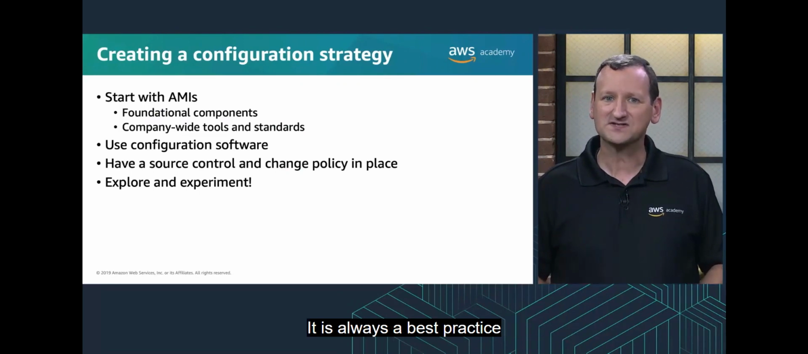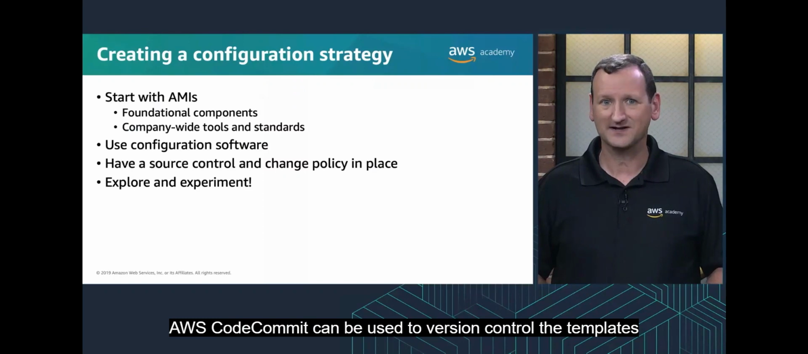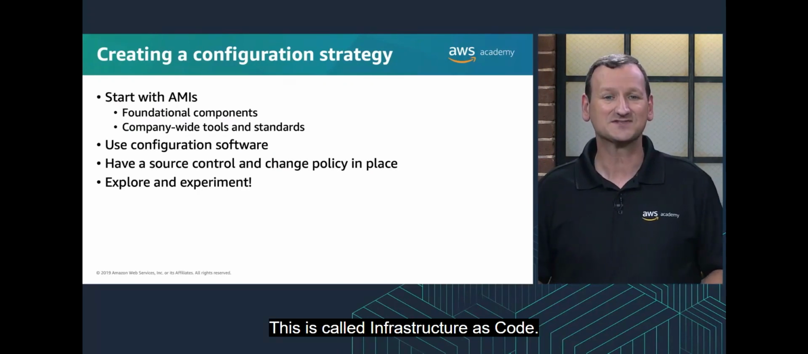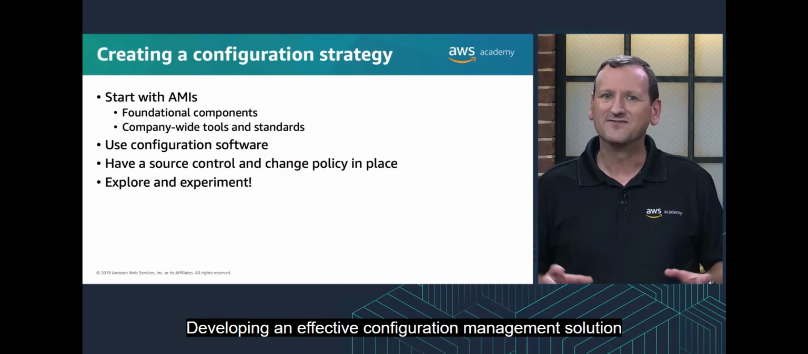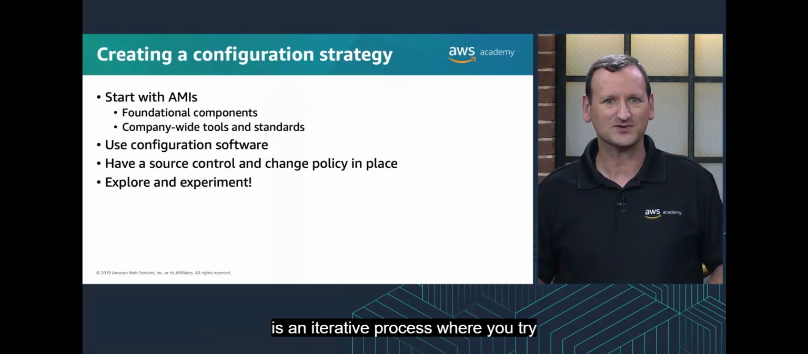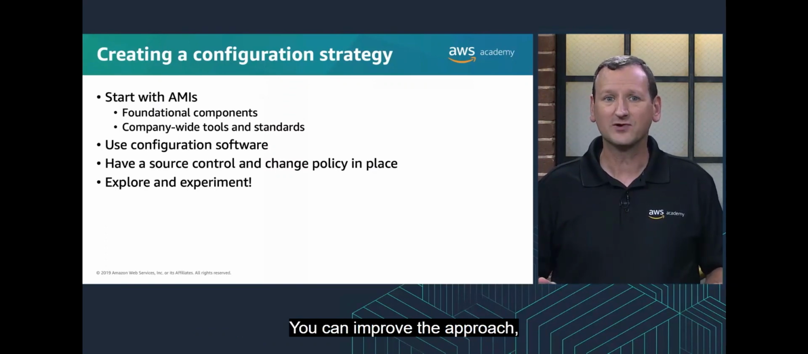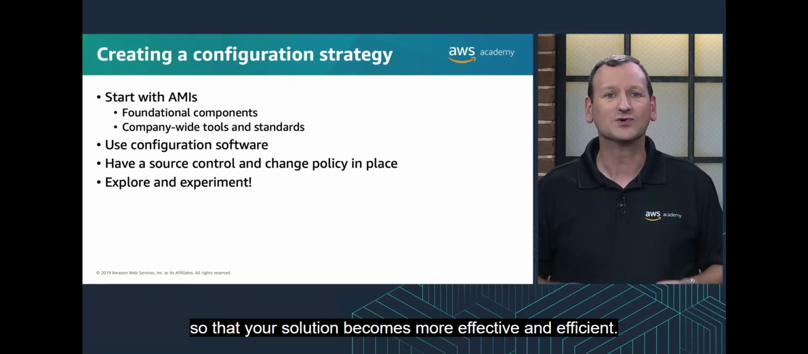It is always a best practice to have a version control system. AWS CodeCommit can be used to version control the templates and configurations used for the deployment. This is called infrastructure as code. Finally, explore and experiment. Developing an effective configuration management solution is an iterative process where you try an approach and continually improve it. You can improve the approach, the templates, and the infrastructure as code methodology so that your solution becomes more effective and efficient.